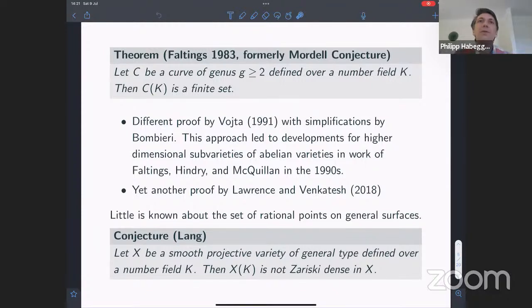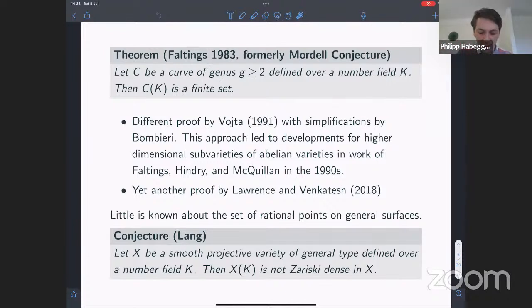After Faltings' proof, there was a different proof by Paul Vojta in the early 1990s, which saw a lot of developments, for example, simplification by Bombieri, and various quantitative versions that I'll talk about a bit later on, and also higher dimensional versions for subvarieties of abelian varieties. Any curve of genus at least 2 can be embedded into its Jacobian, an abelian variety of dimension g, given a base point. And the method here works for subvarieties of abelian varieties. In general, that was developed by Faltings, Hindry, Habegger, also in the 1990s.